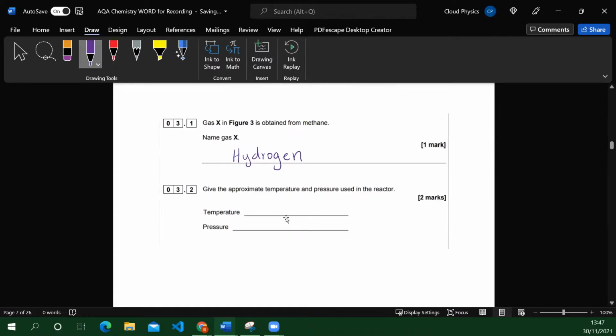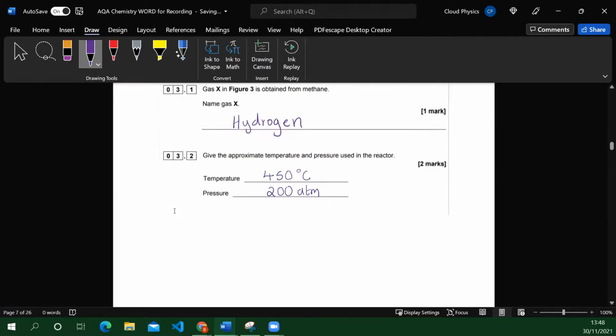So it's just learning this, okay, the temperature is about 450 degrees. This is a thing to remember. And 200 atmospheres. So 200, as long as we're in ATM. That stands for atmospheres. Often you'll see it in ATM, atmospheres.